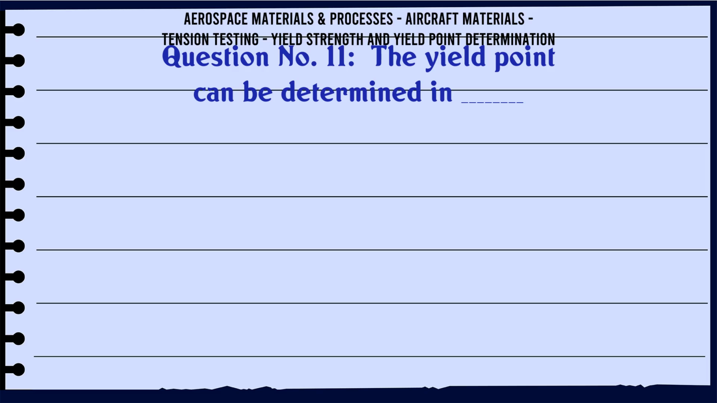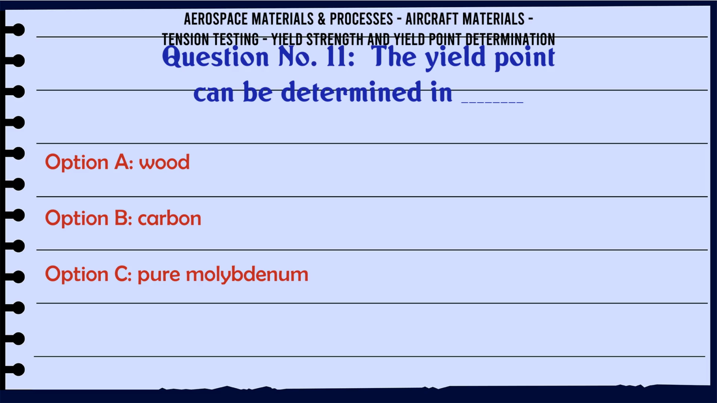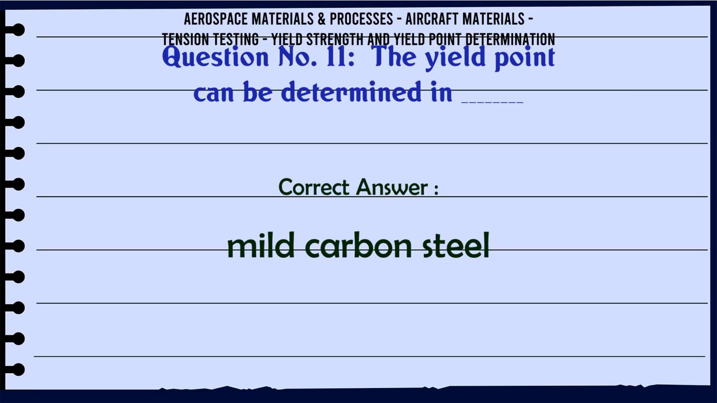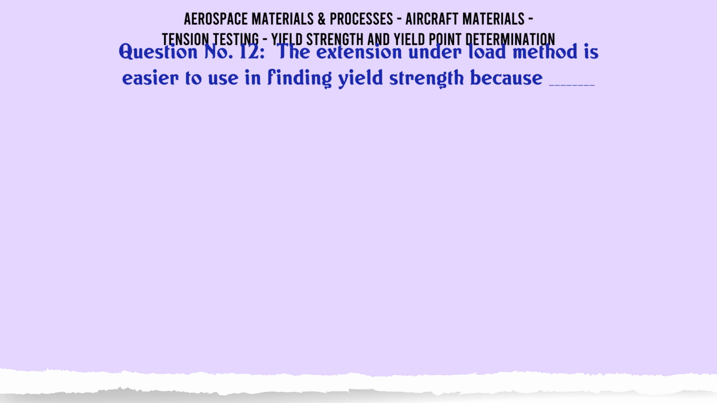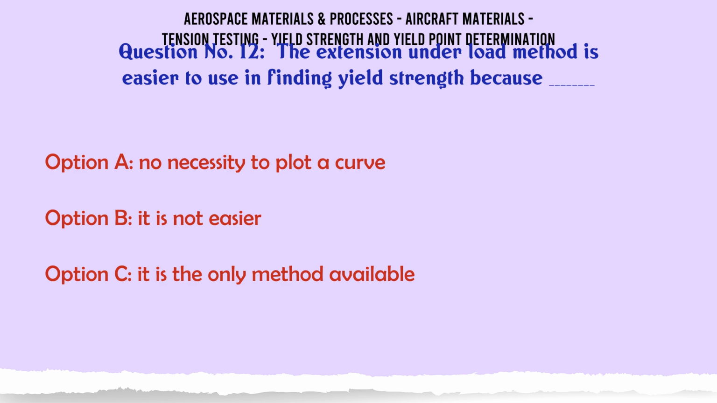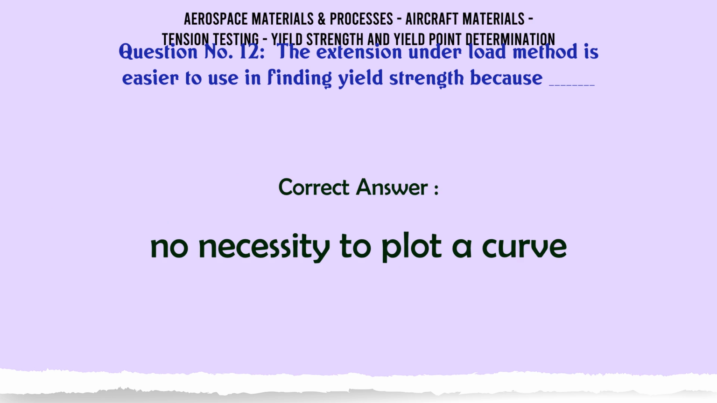The yield point can be determined in A wood, B carbon, C pure molybdenum, D mild carbon steel. The correct answer is mild carbon steel. The extension under load method is easier to use in finding yield strength because A no necessity to plot a curve, B it is not easier, C it is the only method available, D randomness. The correct answer is no necessity to plot a curve.